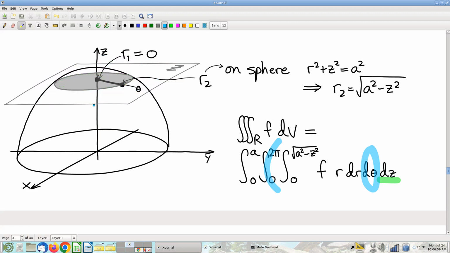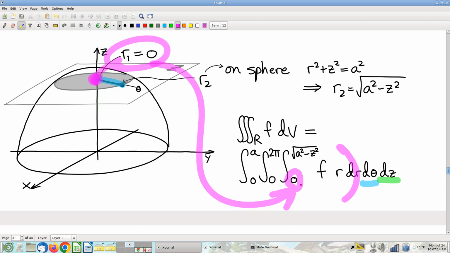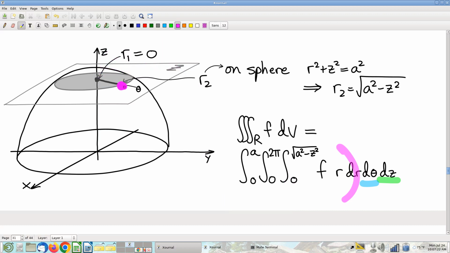Okay. Great. And now on my theta slice of my z slice, I've got to ask, what's the range of values of r? Well, r starts there, which is clearly where r equals 0 because it's right there on the z-axis. And r ends at that point. What do I know about that point? Well, the picture tells me that it's on this sphere, which has that equation.